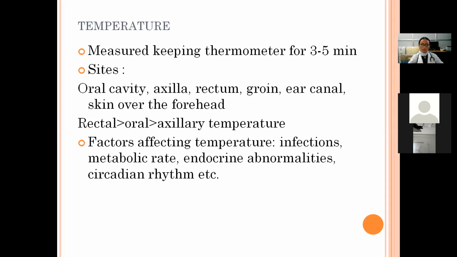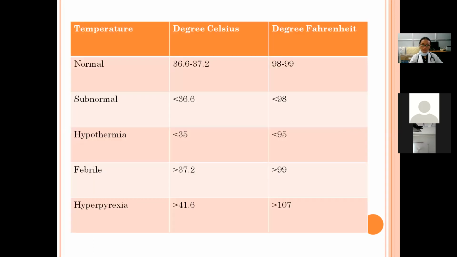hypothermia. And metabolic rate: a child who has a high metabolic rate will have a higher temperature, and a child with a lower metabolic rate will have a lower temperature. Endocrine abnormalities, and even the circadian rhythm. In the early morning, your body temperature is at its lowest for the whole day. So even the circadian rhythm can affect your body temperature.